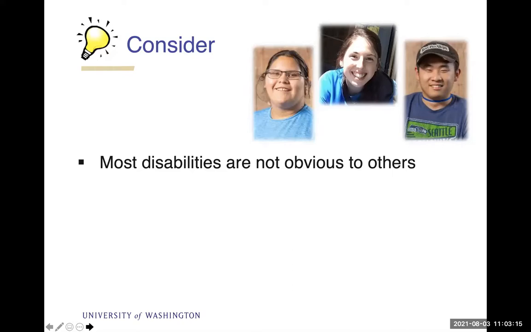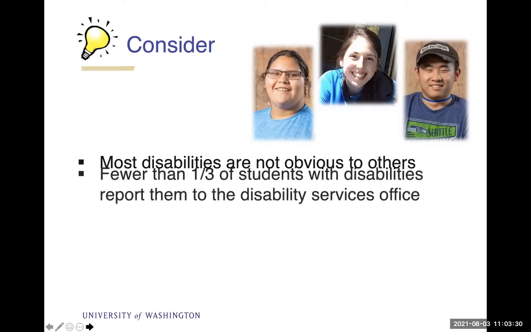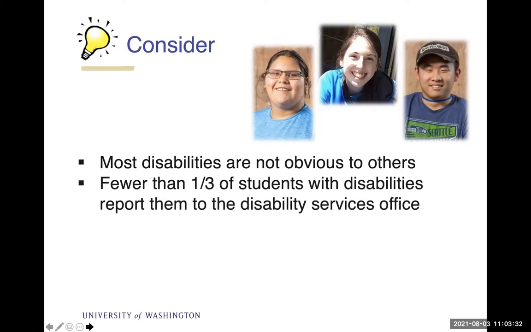A couple of other things that are worth noting. Most disabilities are not obvious. And they're less obvious online than they are in an on-site setting. So don't assume that you don't have students with disabilities in your class because you don't notice any. But also you can't assume that you have disabilities represented in your class by the letter you get from Disability Services saying what the accepted accommodations are.